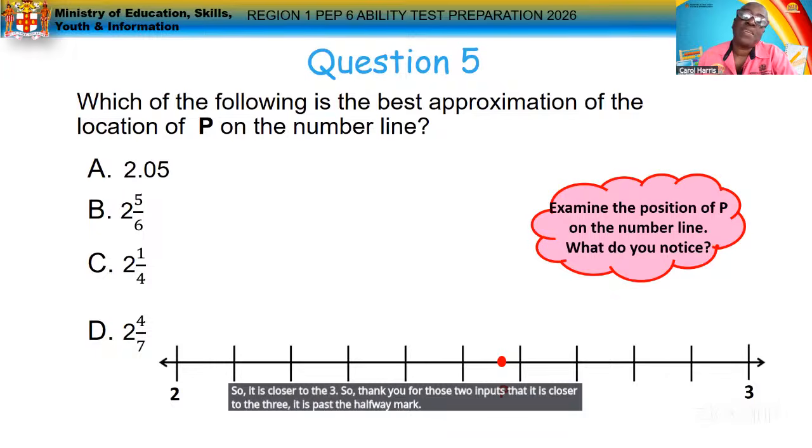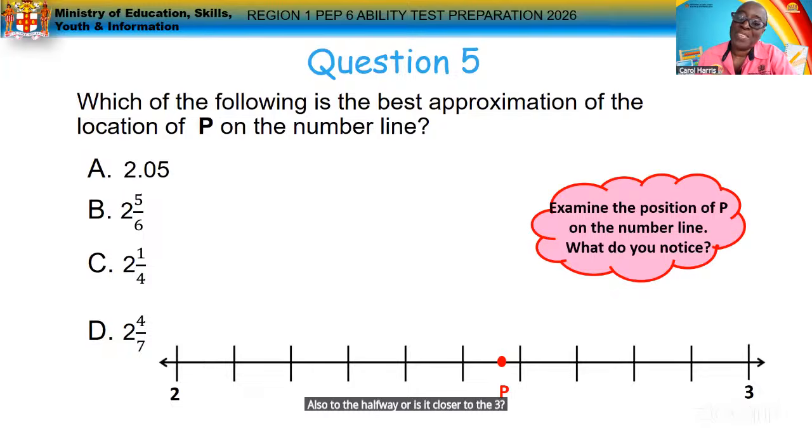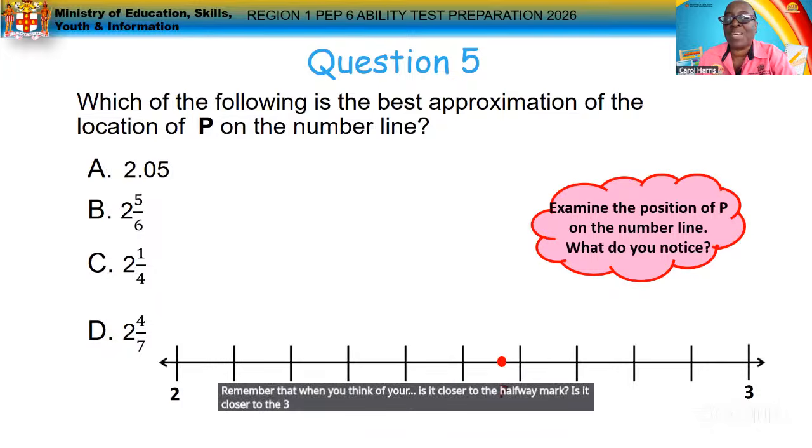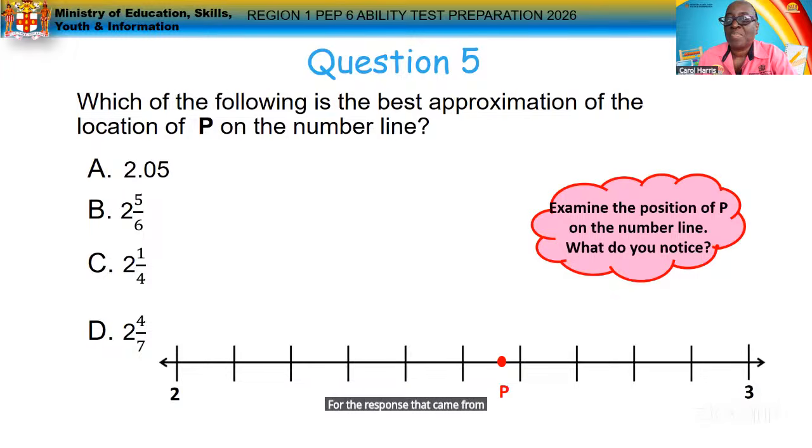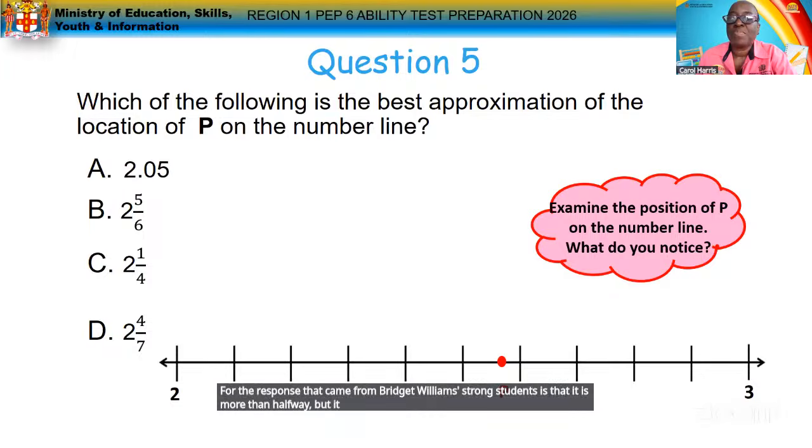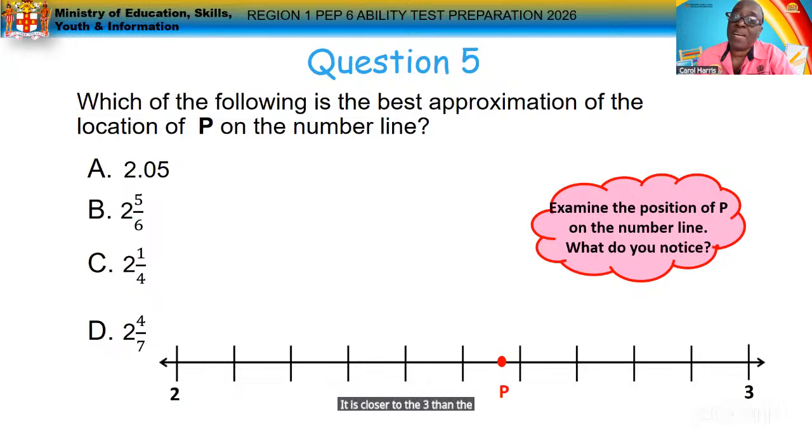But is it closer to the halfway, or is it closer to the 3? That's another thing you have to look at. Remember that when you think: is it closer to the halfway mark, or is it closer to the 3? Those are some of the things we need to ask ourselves. The response that came from Bridget Williams' strong students is that it is more than halfway, but it is closer to the 3. It is closer to the 3 than the halfway mark? That's what they have responded. That's what they're thinking. Okay, yes. Thank you for that.